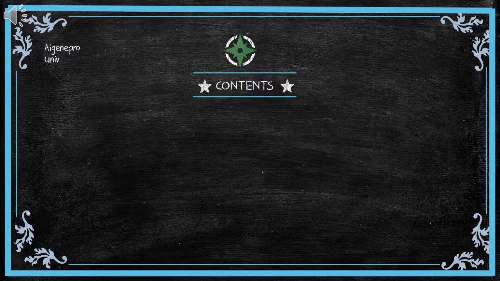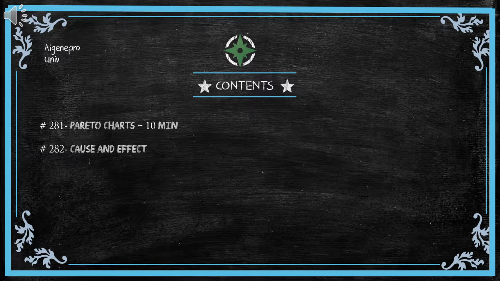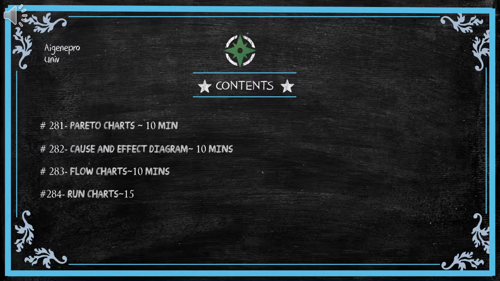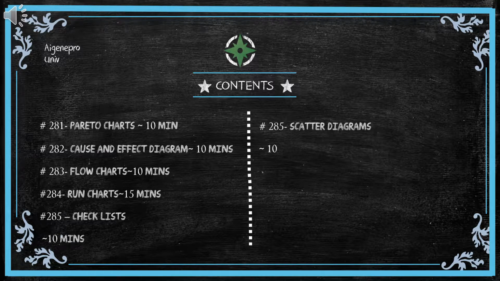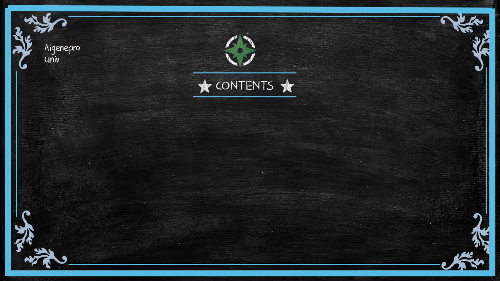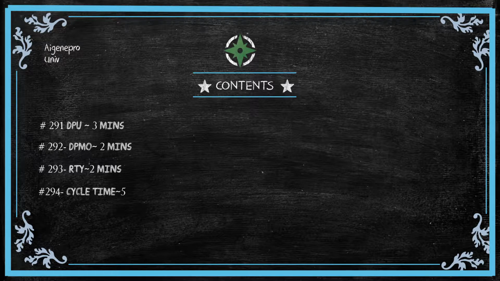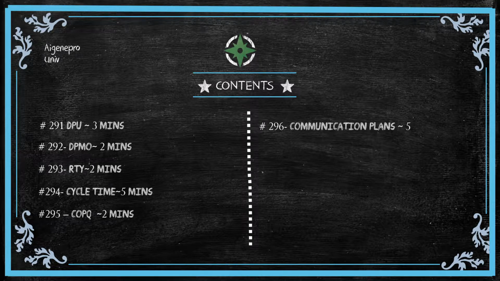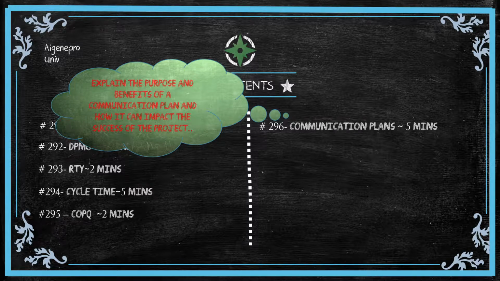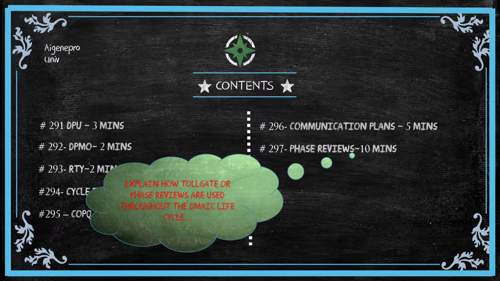In define phase quality tools, we discuss how-tos of Pareto charts, cause and effect diagrams, flow charts, run charts, checklists, scatter diagrams, and histograms. Next is section 290, Six Sigma metrics. The Six Sigma metrics explained are DPU, DPMO, RTY, cycle time, COPQ. Course 296 is about communication plans, and finally we discuss how tollgate phase reviews are used throughout the DMAIC lifecycle.